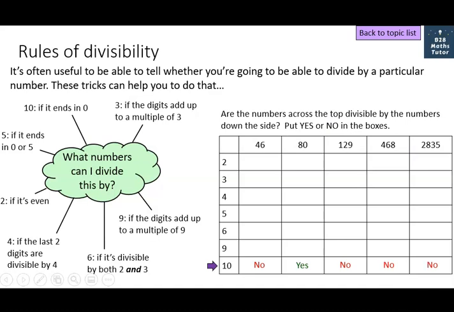Now pause the video, see if you can fill in the rest of the table and press play when you're ready to go through the answers.